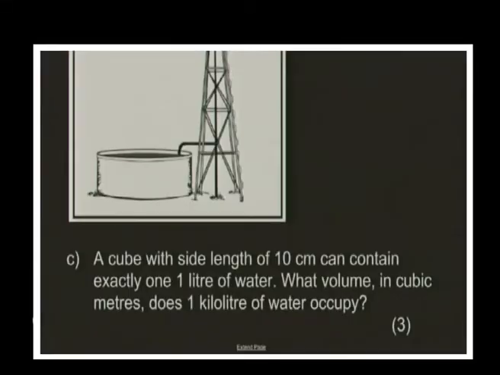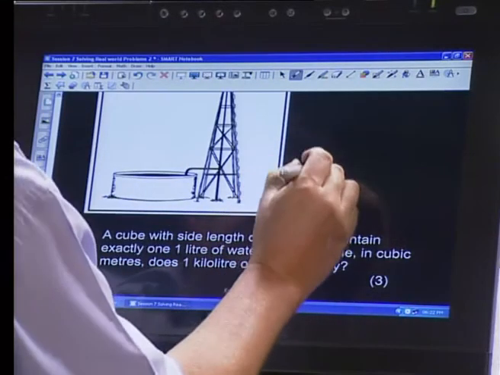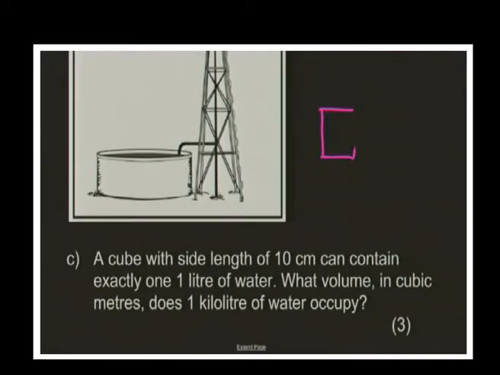Okay? Let's move on. This is so basic, life's getting enjoyable. Now, a cube with side length of 10 centimeters can contain exactly 1 liter of water. What volume in cubic meters does 1 kiloliter of water occupy? Now we're coming to the real stuff. Okay? So they're saying, if I give you a cube, what's a cube? A cube is a little square box, with the length and the breadth the same, and the height the same. So if I were to draw one, and again use my artistic ability here, we've got a little square box, and there it is.